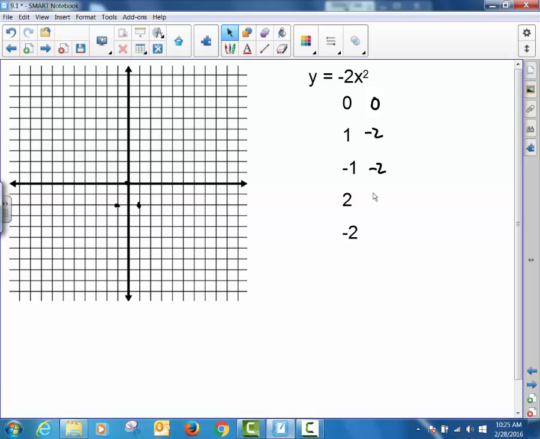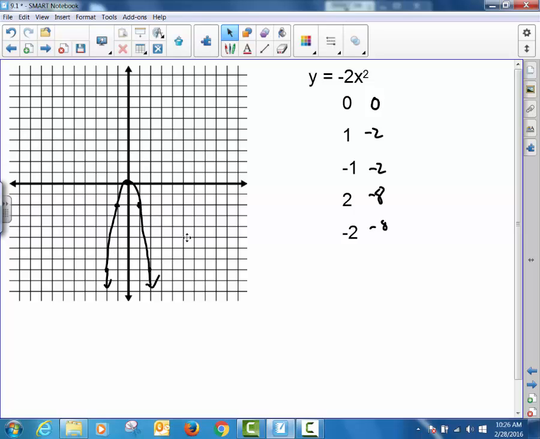At 2, 2 squared is 4. Negative 2 times 4 is negative 8. So we come over here and we go to a 2. 1, 2, 3, 4, 5, 6, 7, 8. And we put our dot right there. And then negative 2. Negative 2 squared is 4 times negative 2 is negative 8. And we come over here and we put our dot at negative 2, negative 8. And we draw our parabola.